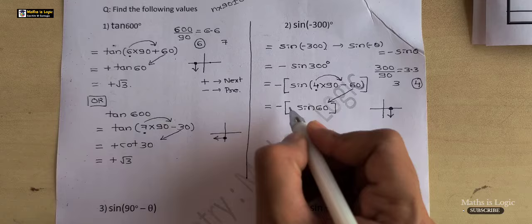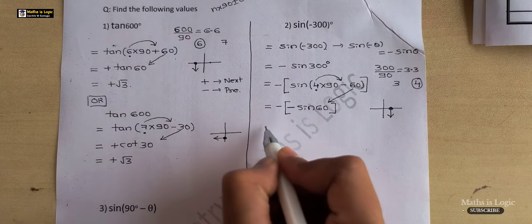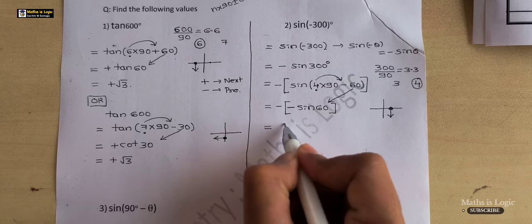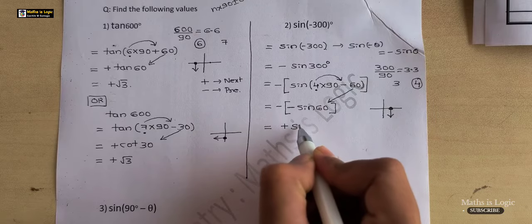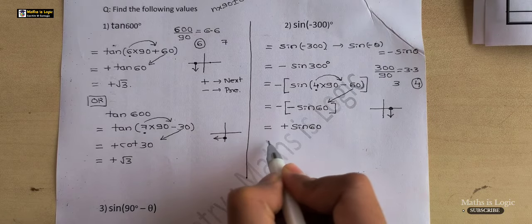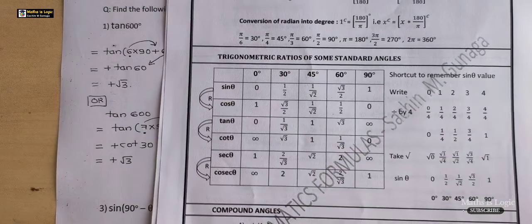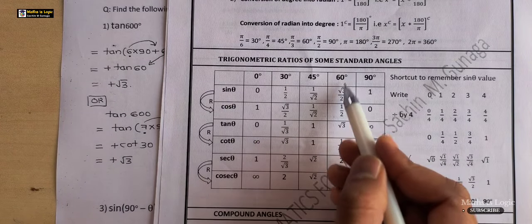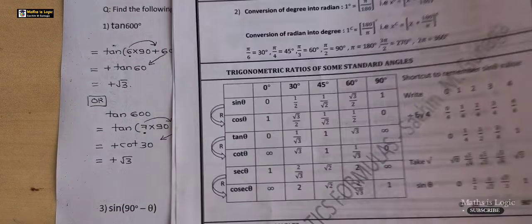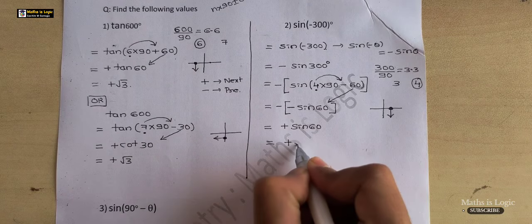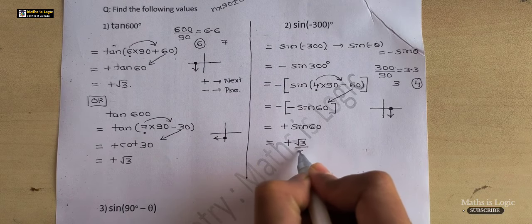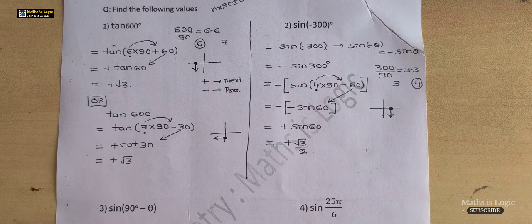Therefore outside mention the minus sign, which gives minus into minus is plus sine 60 degree. So it equals plus, keep it as it is. Then see the table, sine 60 degree is root 3 divided by 2. Therefore the final answer is plus root 3 divided by 2.